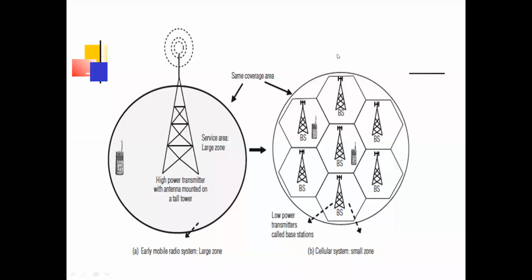So because of this, we are using small base stations at small coverage areas. For each base station, we are using low power transmitters. For low power transmitters, we are using less bandwidth, and this bandwidth is frequency reusable. Because of this, the efficiency of the system will be increased.